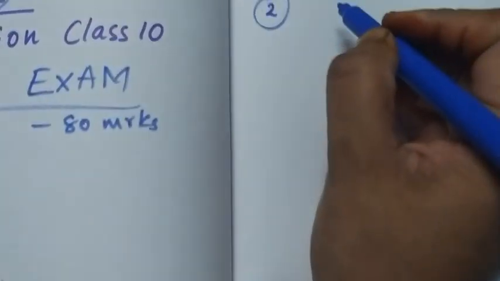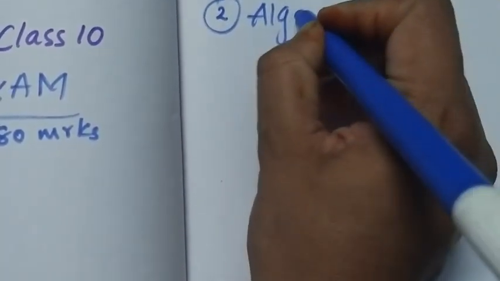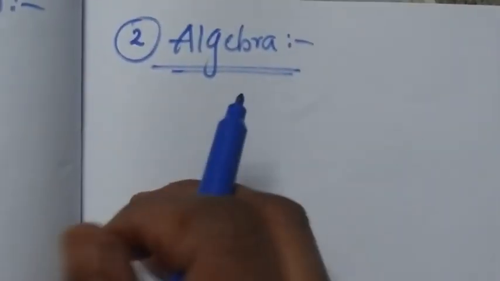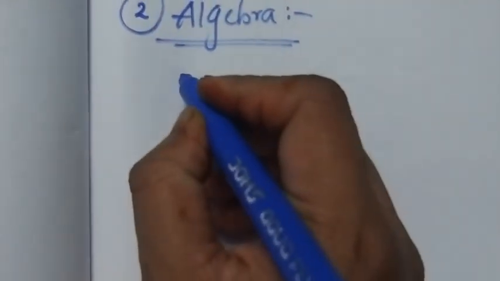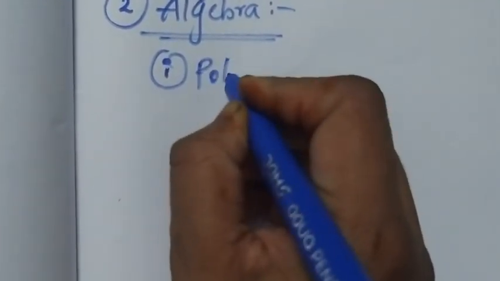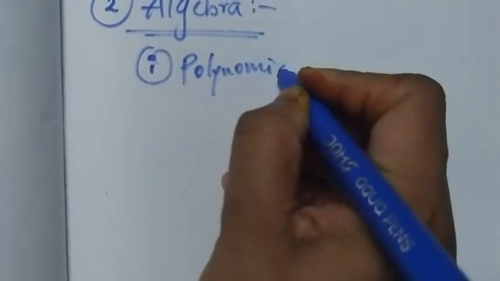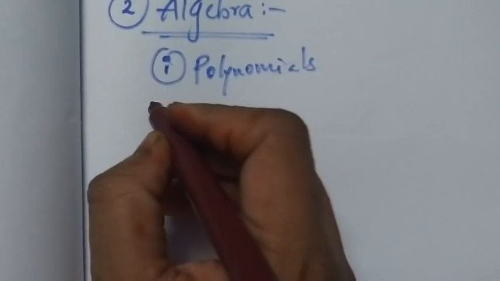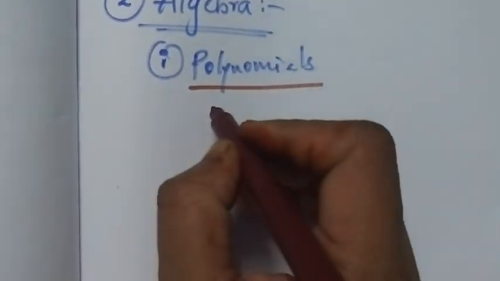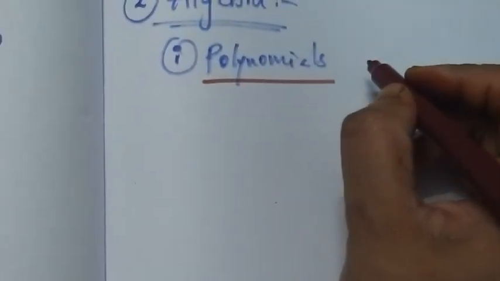Second unit is algebra. Coming to algebra, children, what topics are important? See here, let us see what you have studied in your algebra topics. First one is polynomials. And in polynomials, what do we have to cover? Zeros of a polynomial.